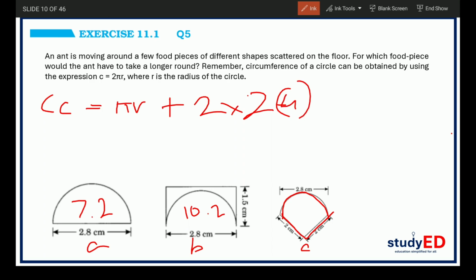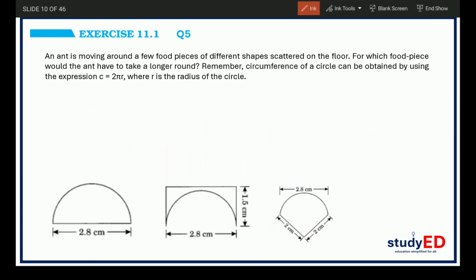Okay, so that's done. Now pi r again over here, it's 2.8 for all of them. So we'll just take that as 4.4 plus 4, which means that gives us 8.4 centimeters. Now that we have got all the lengths, we found out that the circumference of figure A is 7.2, figure B is 10.2, and figure C is 8.4.